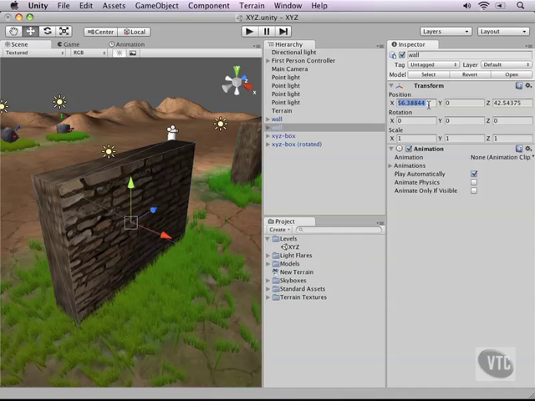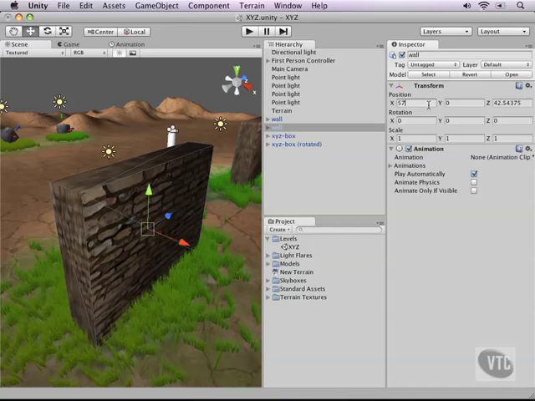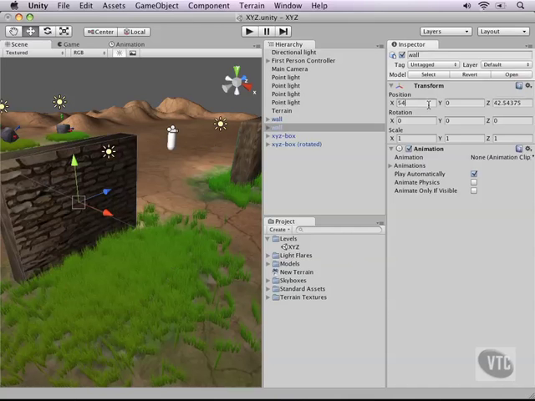X in most, if not all, 3D applications is represented by a red color, and if I would increase the number of X to say 57, you can see that the cube starts moving towards the right. And if I start counting down, for example, to 54, you see that the object starts moving towards the left. So same principle as Y, pretty self-explanatory, but it might be best to remember that the red color is always X and X is always towards the right.